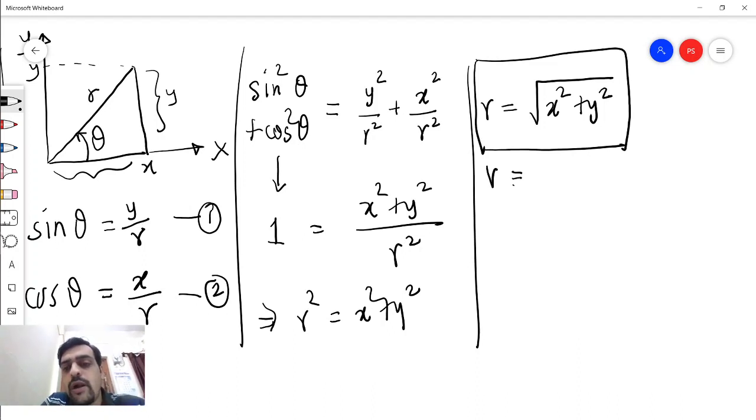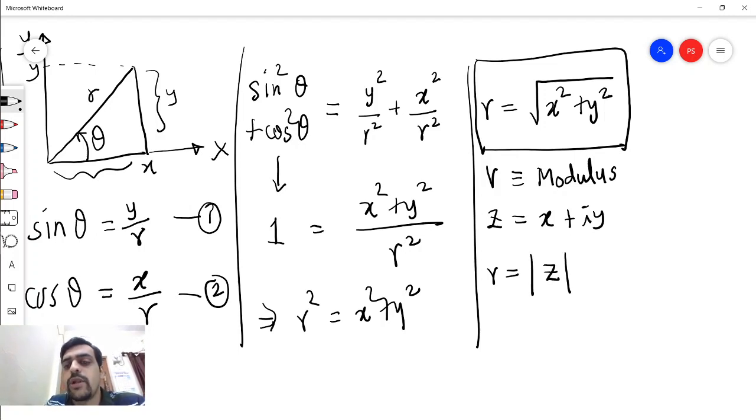r is called the modulus of the complex number. So if z is the original complex number, x plus iy, r is denoted usually by writing z in the modulus sign, and it is given by this formula, root of x squared plus y squared.